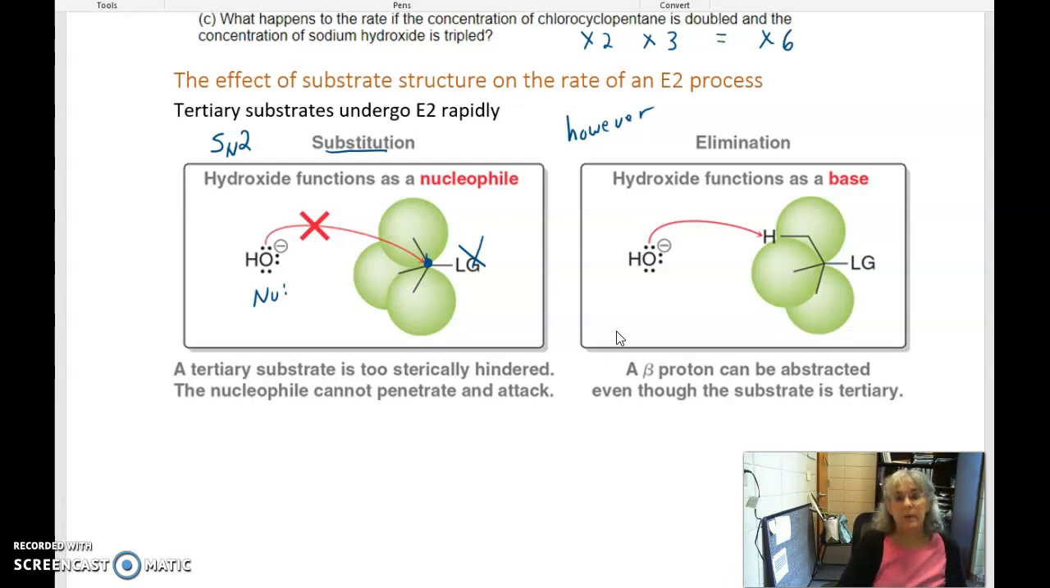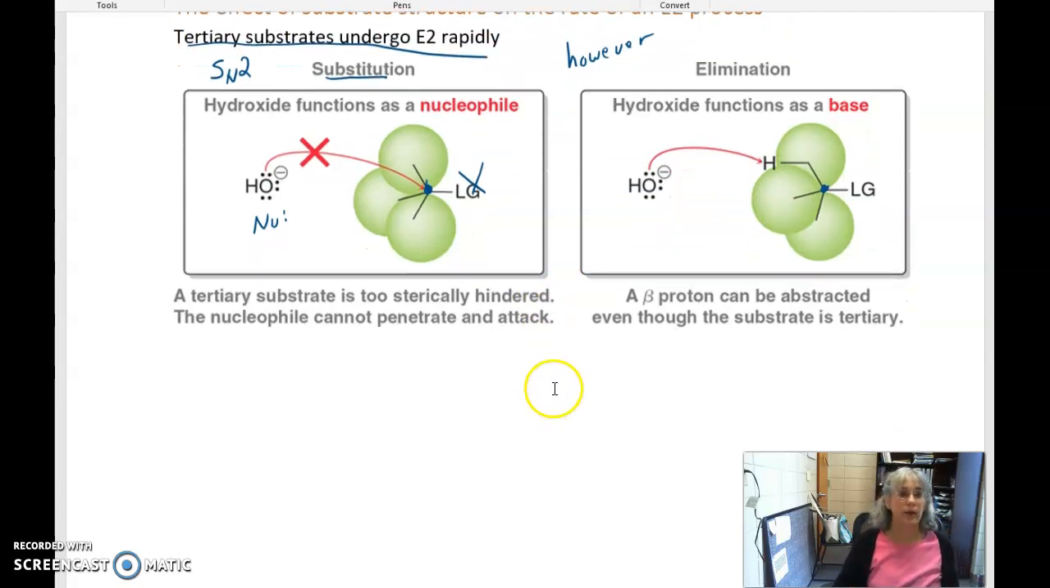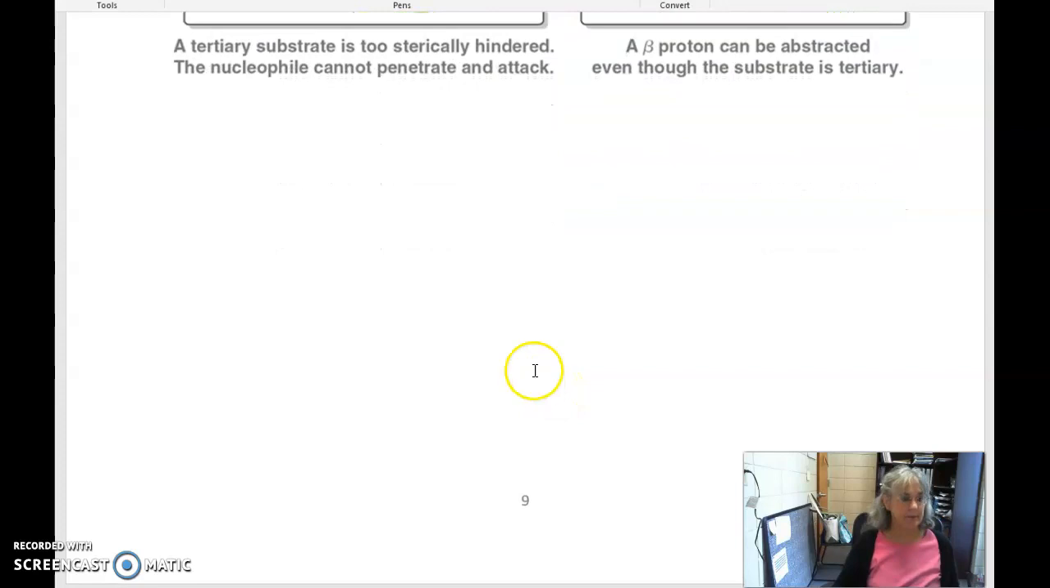However, the base is able to pull off one of the hydrogens. This is the carbon that's in the middle. It's got 3 bulky groups around it and a halogen. But when the base comes in, it's not trying to attack this carbon here in the middle. It's just plucking a hydrogen off the outside. And so that beta proton is able to be extracted even though the substrate is tertiary. So tertiary substrates undergo E2 reactions rapidly. They don't have the steric hindrance that the SN2 has.